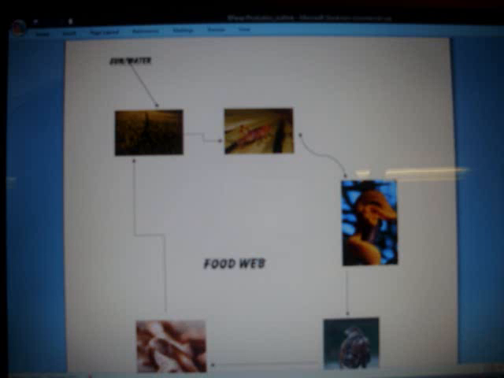Producers are autotrophs, which means that they can make their own food. Producers form the first trophic level of the food chain because they make the food that supports other species in the food chain. Examples are green plants and some kinds of bacteria.